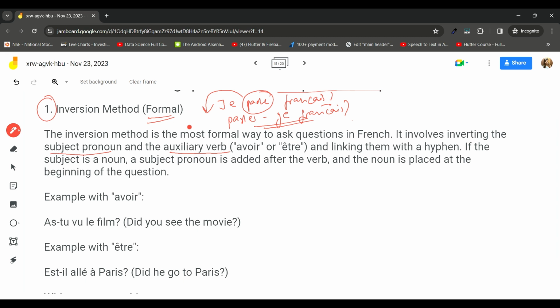In passé composé, je parle français, I can say j'ai parlé français. I spoke French, right? Now I want to ask a question. You spoke French, or maybe I spoke French. I don't remember. What I will do is, I will reverse this here. Parlez français? Right? This would be my inversion. Only the auxiliary verb will go in front. That's it. Not the past participle.